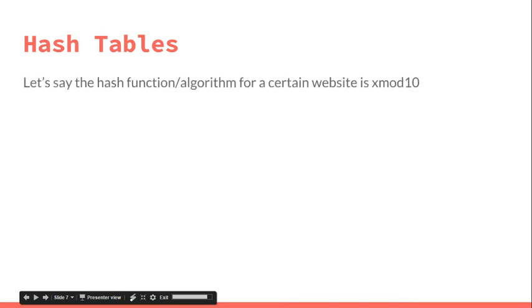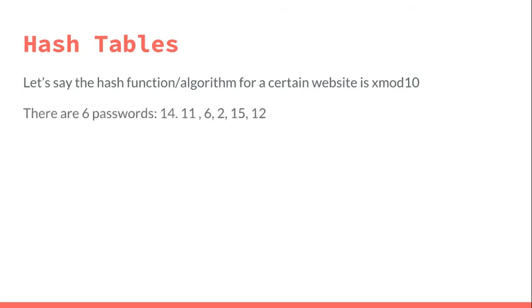Now we move on to hash tables. Let's say that the hash function or algorithm for a certain website is x modular 10. It can be any website you can think of. Usually every website that keeps passwords has a certain hash algorithm that they use for themselves. It may be diverse, so every website may be different, or it may be the same too, we may never know. So let's say this website has a hash function of x modular 10, and there are 6 passwords: 14, 11, 6, 2, 15, and 12.